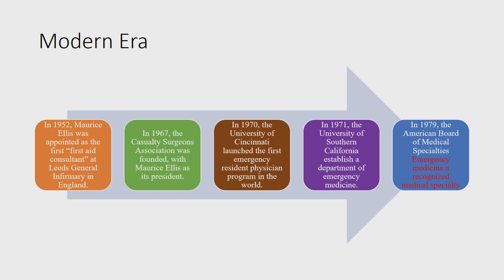If we talk about the modern era and how the science developed, in 1967 the Casualty Surgeons Association was founded by Maurice Ellis in the UK, and in 1970 the University of Cincinnati launched the first emergency resident physician program in the world. So it was around 40-50 years back that the first emergency program was started. In 1971, the University of Southern California established an academic Department of Emergency Medicine, and finally in 1979, the American Board of Medical Specialties recognized emergency medicine as a separate medical specialty.